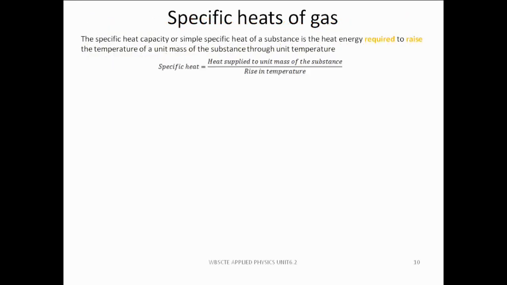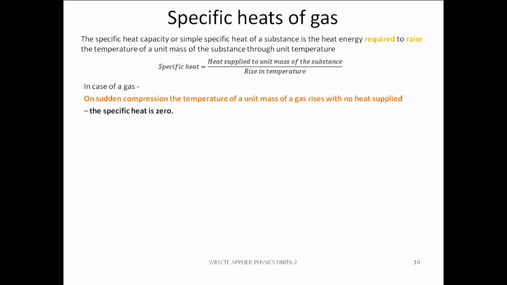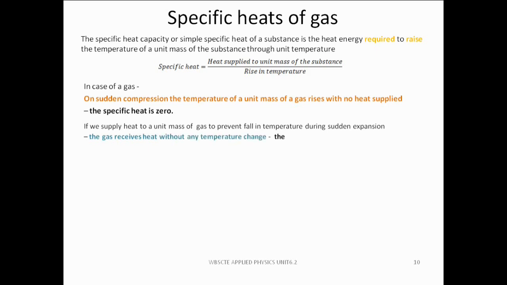The specific heat capacity, or simply specific heat, of a substance is the heat energy required to raise the temperature of a unit mass of the substance through unit temperature. When a unit mass of gas is compressed suddenly, its temperature rises but no heat is supplied. That is C equal to delta Q by delta T equal to 0 by delta T, that is equal to 0. Also, during sudden expansion of the gas, if we apply a specific amount of heat, the temperature remains the same. So C equal to delta Q by delta T equal to delta Q by 0, that becomes infinite.